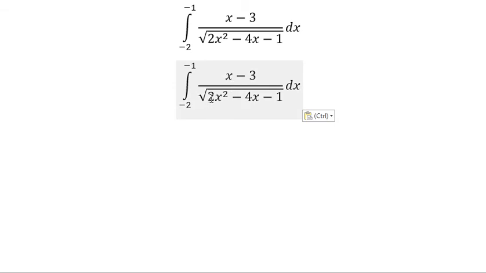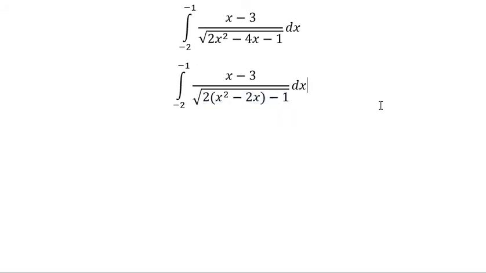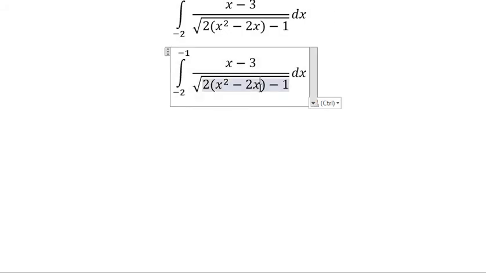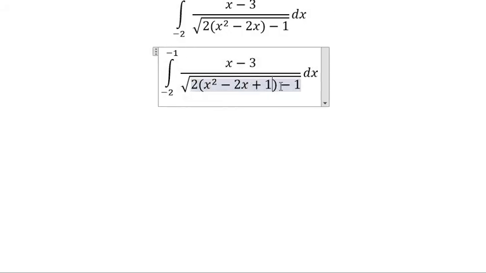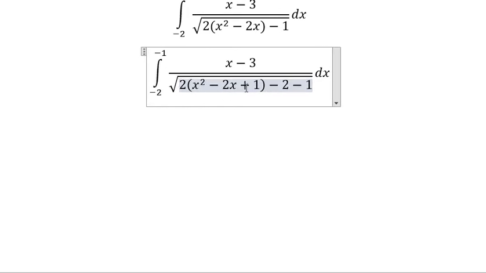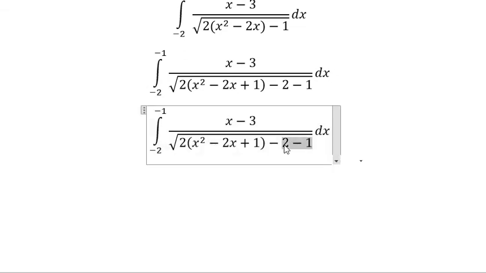We need to do factorization in here. So you go about x squared minus 2x. Next, we need to add number 1 in here. So outside we need negative 2, because 2 multiplied with number 1 gives positive 2. So that's why we need to have negative 2 in here. This one is negative 3.